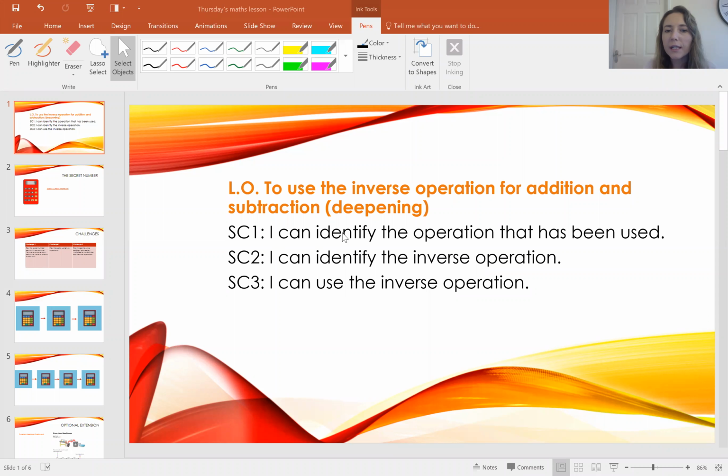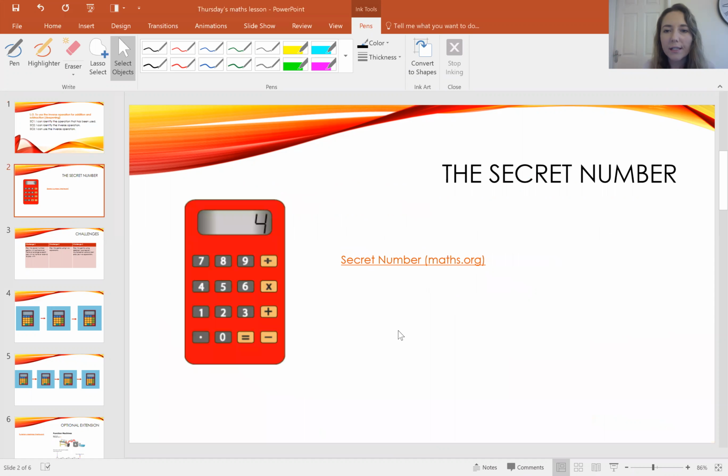So first of all, you need to be able to identify the operation that has been used in the first place. Then identify the inverse operation and then use that inverse operation. So today's lesson is going to be based on this challenge, which is called the secret number. I'll just share the challenge with you now, but you can also find the link to it on the website.